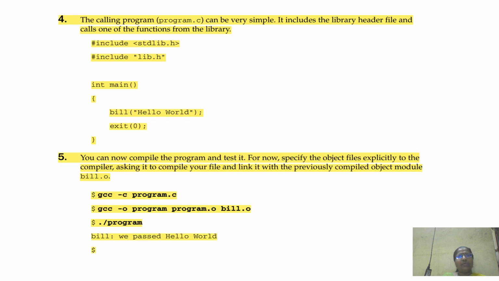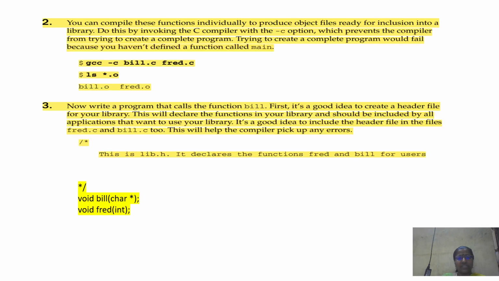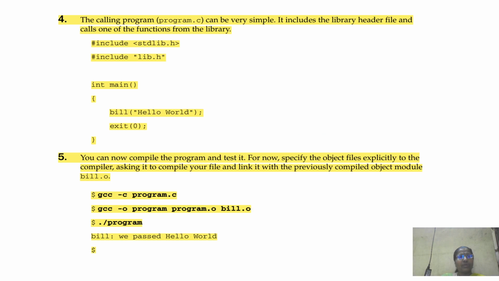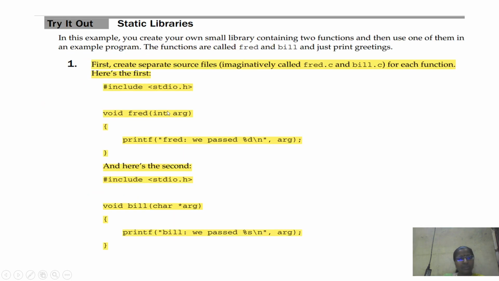Now the calling program can be very simple. It simply includes the library header file and calls one of the functions from the library. What is the library header file? That is lib.h. Now you are including this lib.h. In int main, you are calling the function bill with hello world. If you give bill hello world, this function will be called.